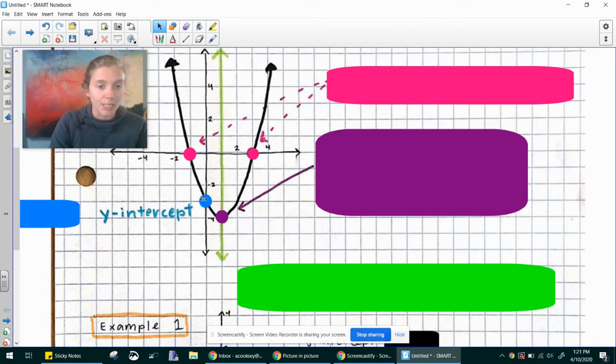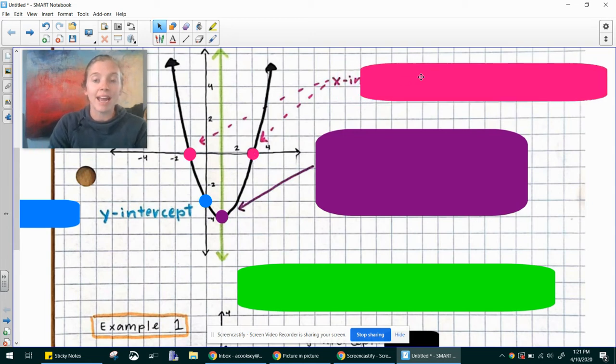The next thing we're going to look at are these two pink dots. These are our x-intercepts. This is where our parabola crosses the x-axis. In quadratics, sometimes the parabola will cross the x-axis once, sometimes twice, sometimes not at all. Here is an example of it crossing the x-axis twice.